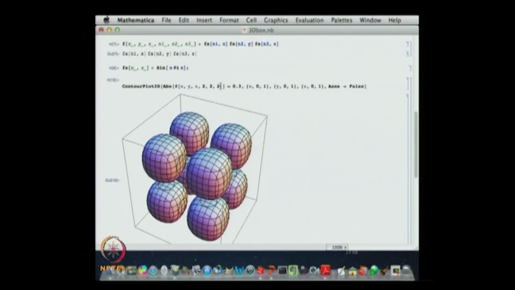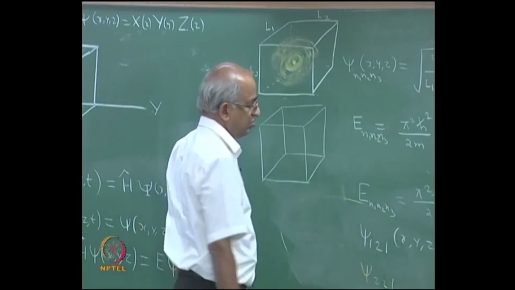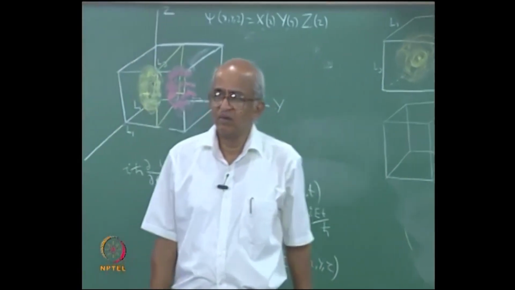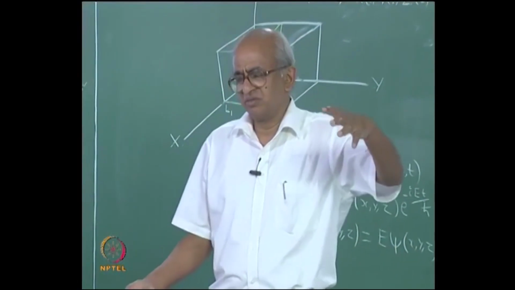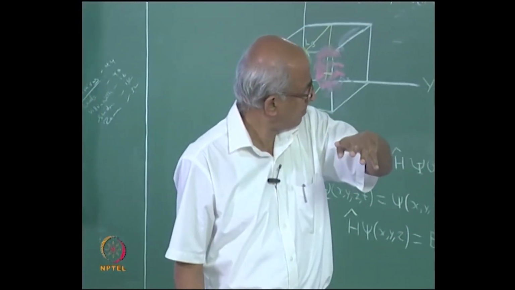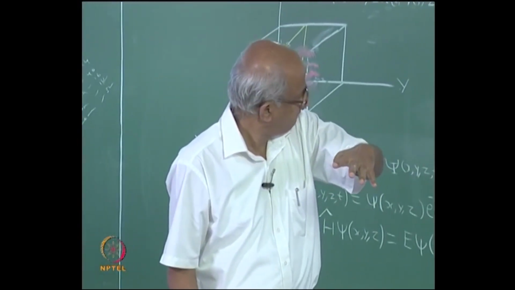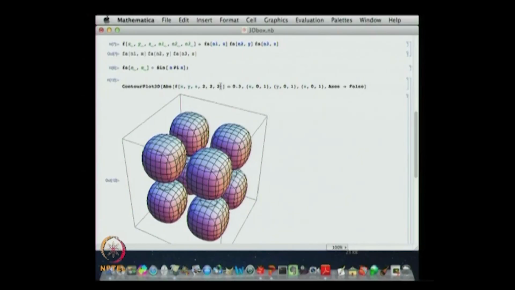length of the box in the z direction is increased. Let us say the length of the box in the z direction is increased a little bit. Then what will happen to your expression for energy?